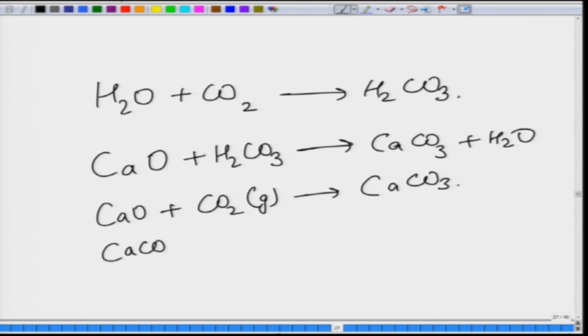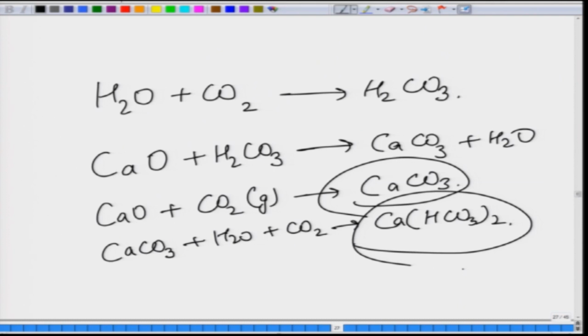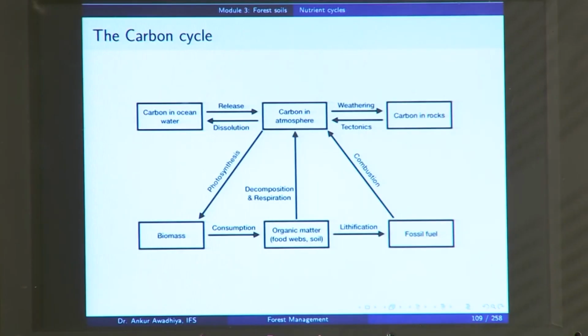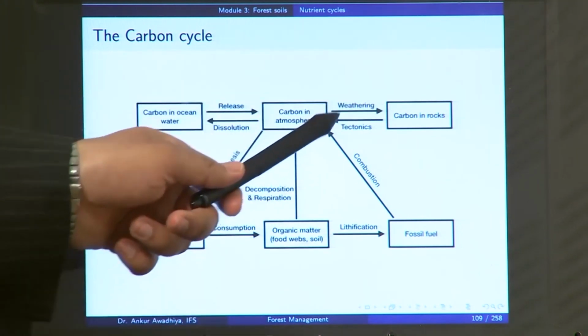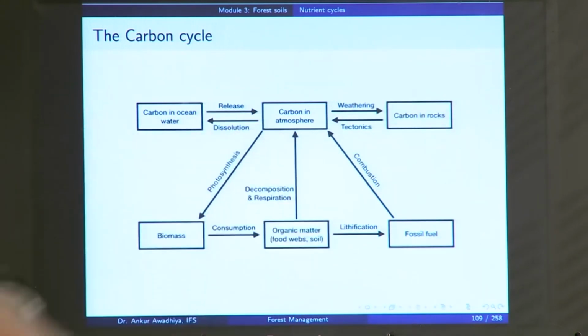Next you have CaCO3, which is interacting with H2O and CO2 to give you Ca(HCO3)2. So, you are getting calcium carbonate, you are getting calcium bicarbonate. In this way the carbon that was there in the form of carbon dioxide in the atmosphere is leading to the weathering, and in this process of weathering it is entering into the rocks. This entry into the rocks can be directly from the gaseous stage or through the presence of water. Typically, in a moist state this weathering is much faster.